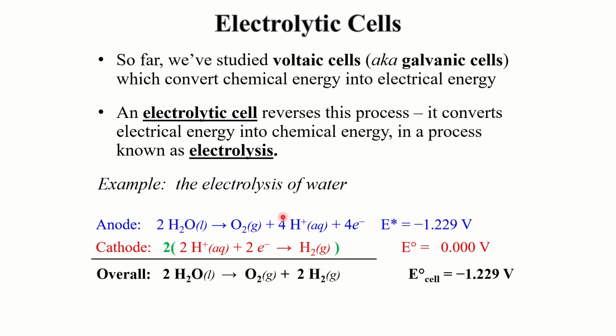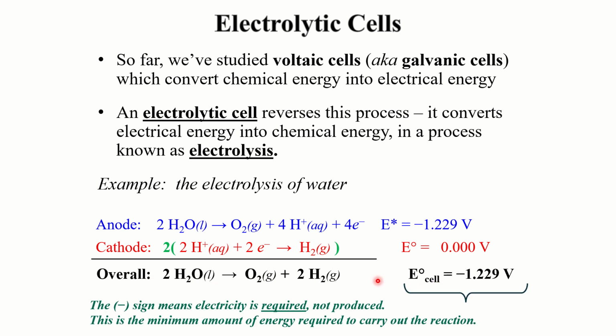So if you look at these two half reactions and their potentials, you see that the overall reaction has a cell potential of negative 1.229 volts, meaning that this reaction is not a galvanic cell. It will not produce electricity. Rather, electricity needs to be added to this reaction to get it to move forward. So again, the negative sign here means electricity is required, not produced.